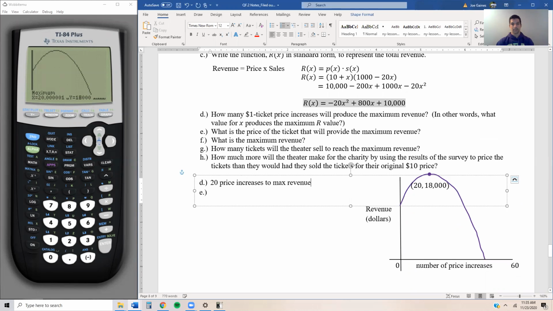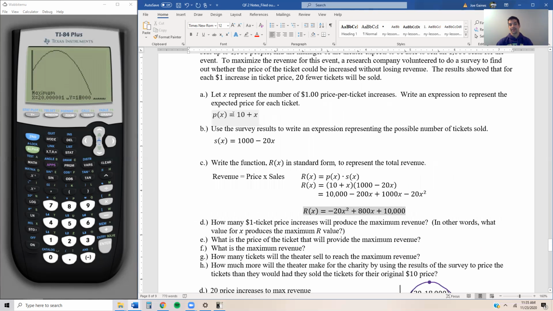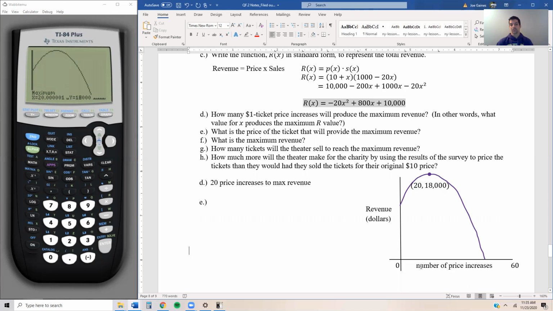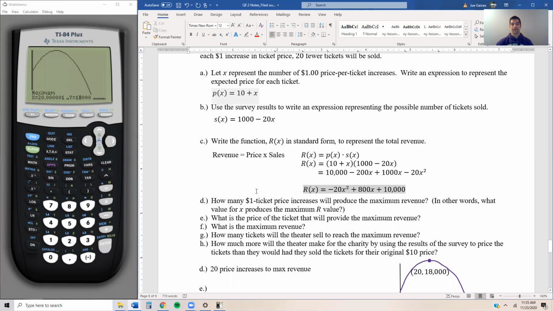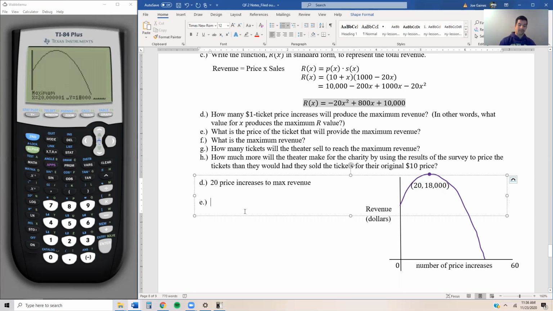It says, what is the price of the ticket that will produce maximum revenue? If I look at this graph, nothing here says price. I have revenue on my y-axis and price increases on my x-axis. To come up with price, I need to go back to my P of X equation. P of X is price. So really what I know is that I need 20 price increases, so my X value is 20. I want to know what my price is, so what I can do is find P of 20.